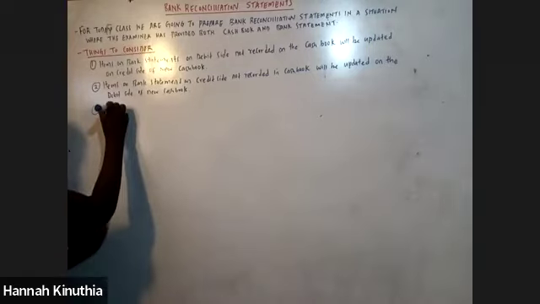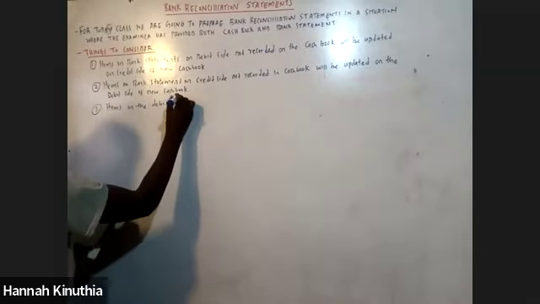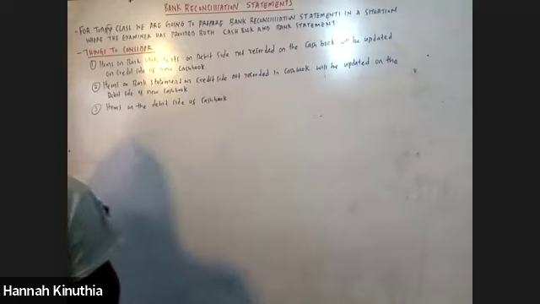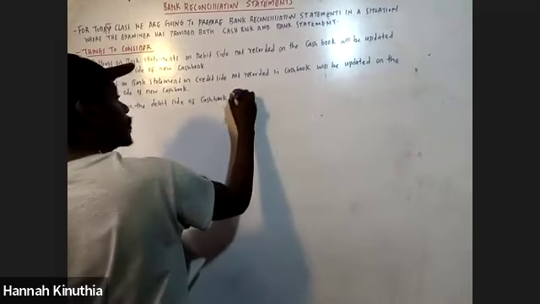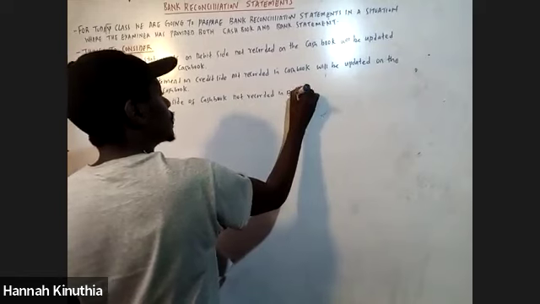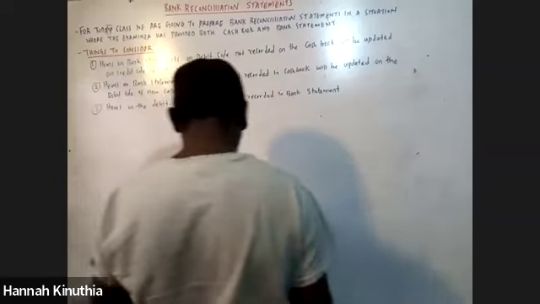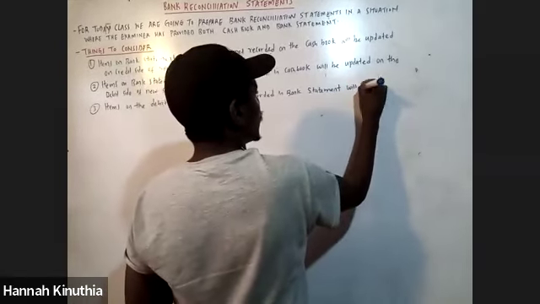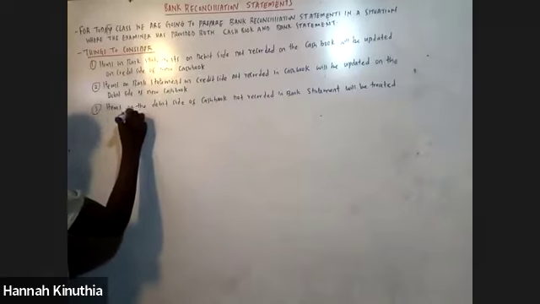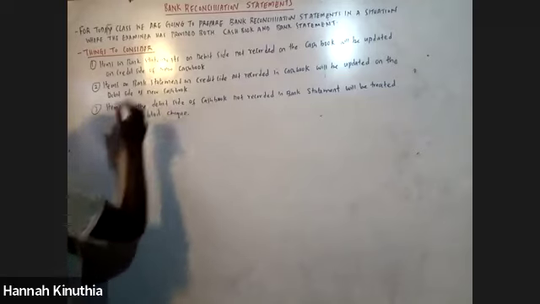Number three, items on the debit side of the cash book not recorded in the bank statement will be treated as uncredited checks.